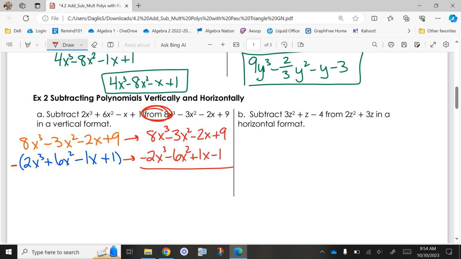And like elimination, I can combine them now with the signs that they currently have. So this becomes 8 minus 2. This is 6x to the power of 3. Negative 3 minus 6 gives me negative 9x squared. Negative 2 plus 1 gives me negative 1x. And then 9 minus 1 gives me 8.